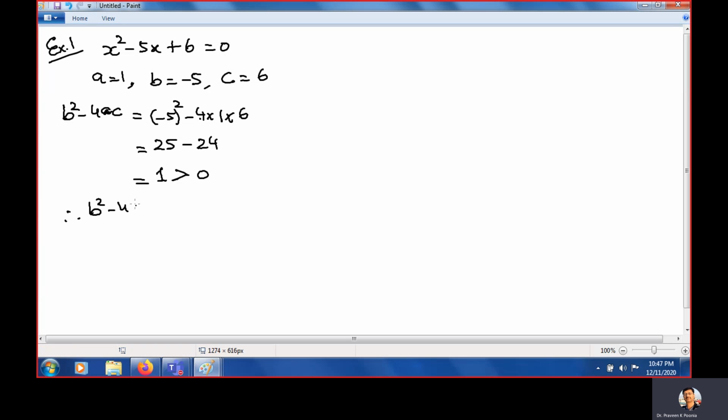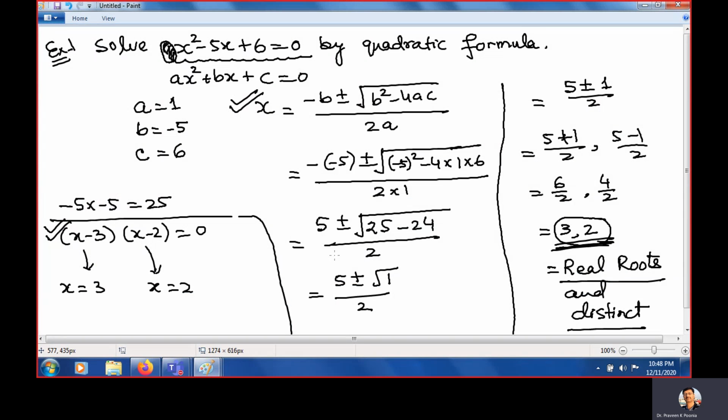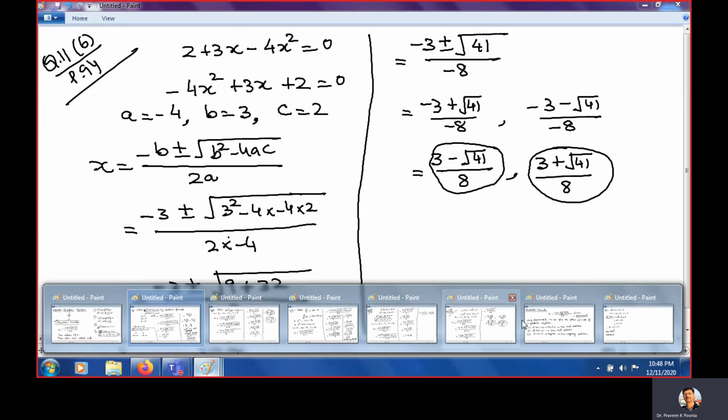That is, b square minus 4ac is greater than 0, so positive. So what type of solutions will we get? Two real solutions. This we find with the help of b square minus 4ac. Two real solutions, and what do we get? We get two real solutions, 2 and 3. Clear?